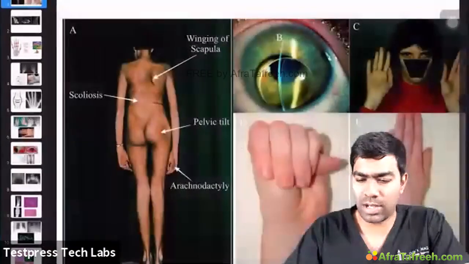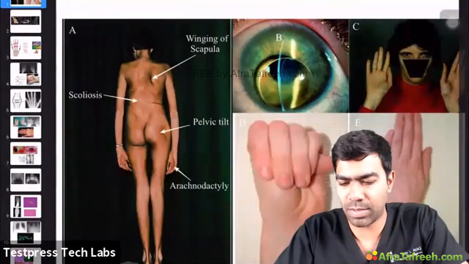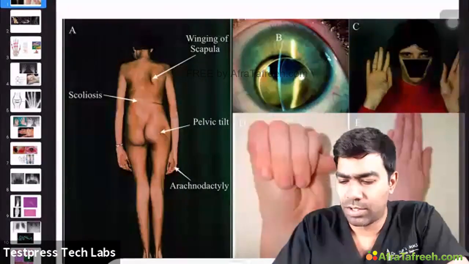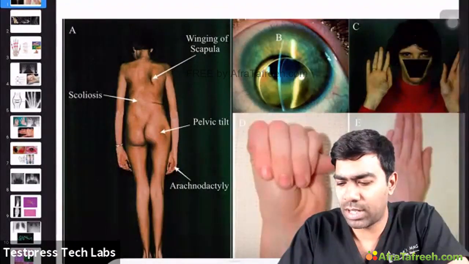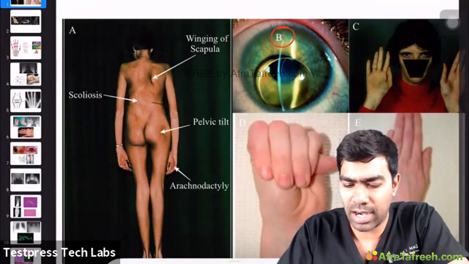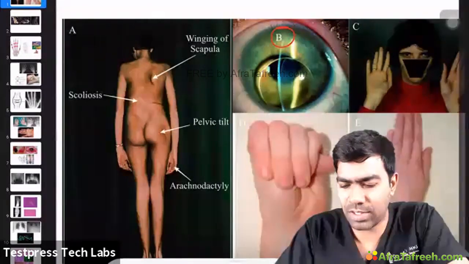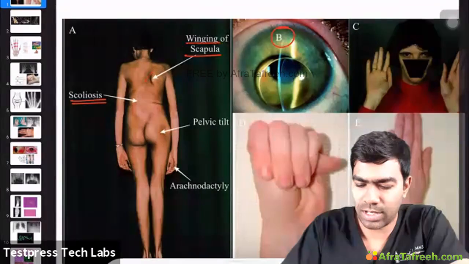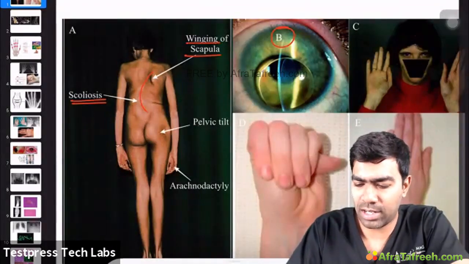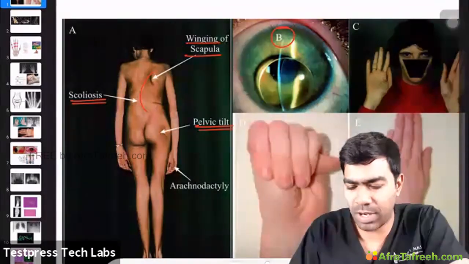But before that, let us see some of the features of the Marfan syndrome. So this is a characteristic example of a lens dislocation in the patients with Marfan syndrome that is happening in the superotemporal region. And at the same time, these are generalized features of Marfan syndrome where they can have winging of the scapula, they can have scoliosis. You can see the spine is like this. And that is because of the scoliosis, your pelvic tilt is there.